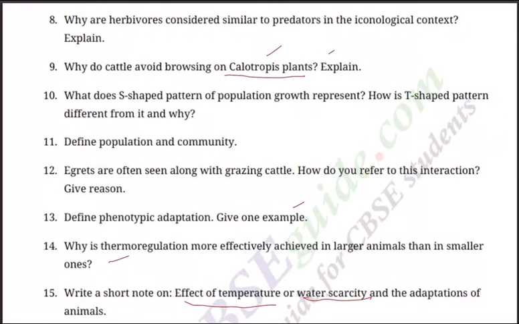Just write the definition of population and community. Question number 12: egrets are often seen along with grazing cattle. How do you refer to this interaction? Give reason. I think based on your observation, you have to give the answer for this.